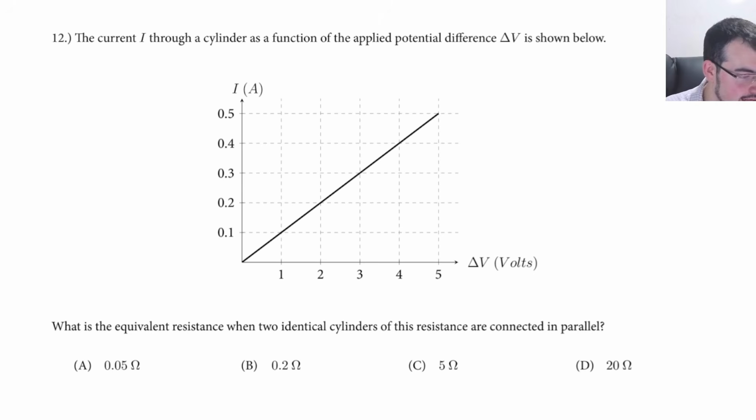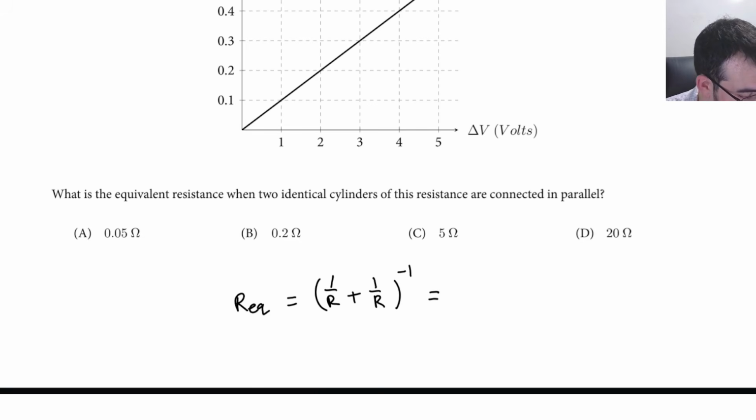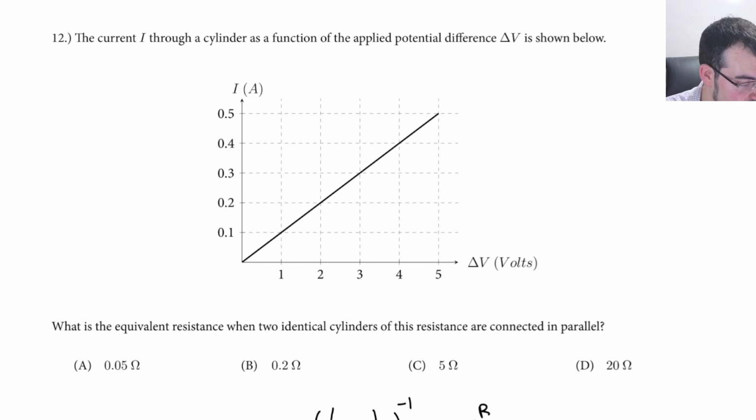All right, the current I through a cylinder as a function of potential difference is shown. What is the equivalent resistance when two of these cylinders are connected in parallel? Well, two identical cylinders in parallel, we know that Req is just 1 over R plus 1 over R, all to the negative 1, which is R over 2, right? Equivalent resistance decreases in parallel. So that means we just need to get our resistance, and we divide it by 2.